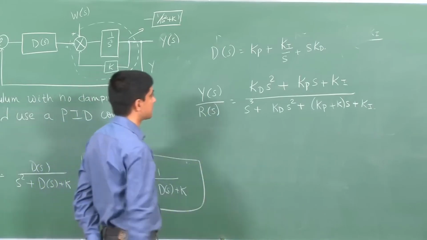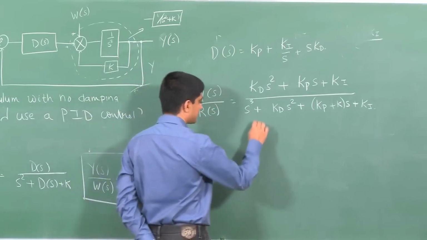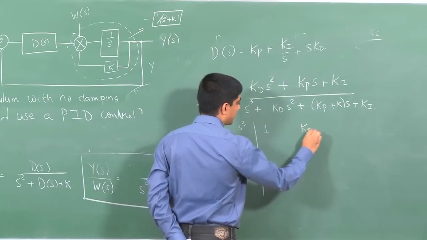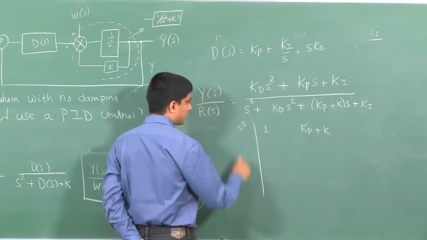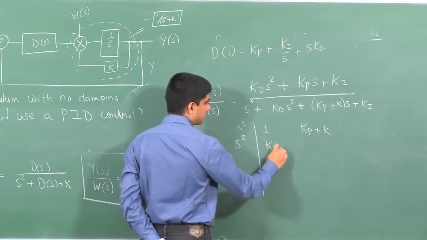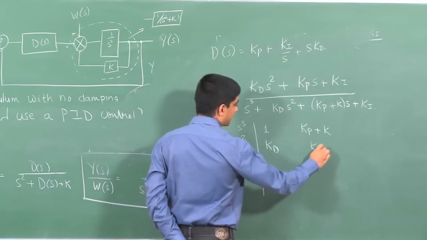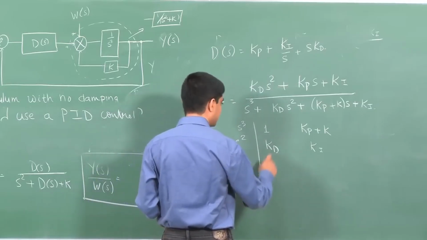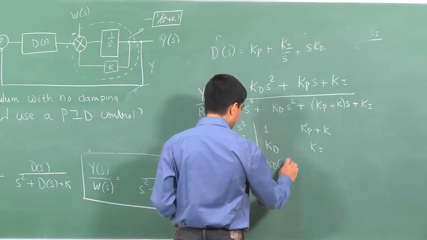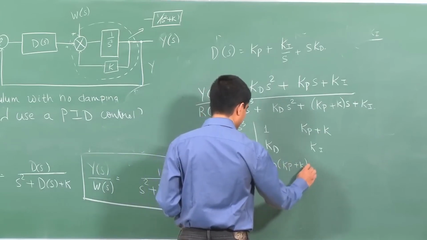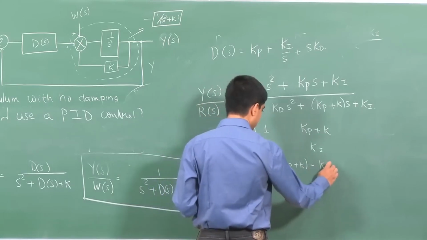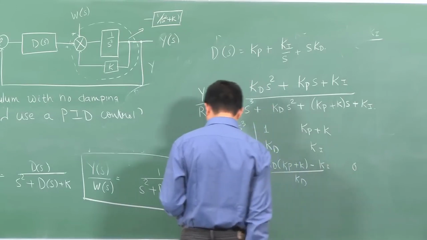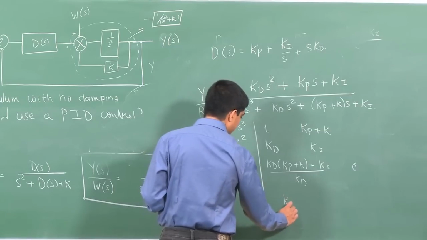Now, let us see what happens with this one. So, I can just draw the Routh table. I have s cube terms as 1 and Kp plus K, s square terms Kd and Ki. Then I could compute the s1 terms accordingly as (Kd (Kp plus K) minus Ki) over Kd and a 0 here, and s power 0 would simply be Ki.